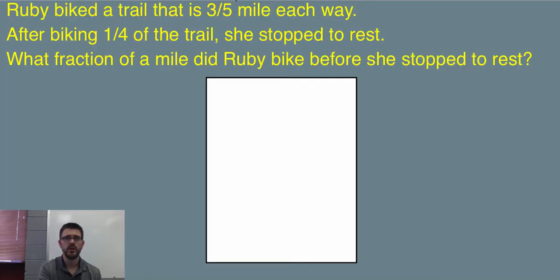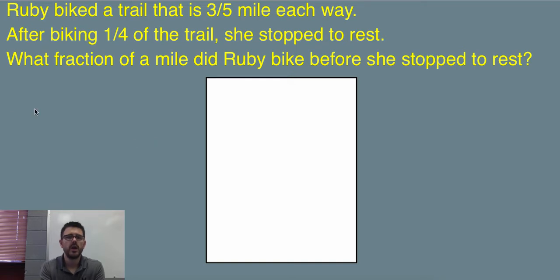All right, so this should be the next one down in your notes, down and to the left. It's kind of taller than it is wide, and we're going to do this problem here. Ruby biked a trail that is 3/5 of a mile each way. After biking 1/4 of the trail, she stopped to rest. What fraction of a mile did Ruby bike before she stopped to rest?